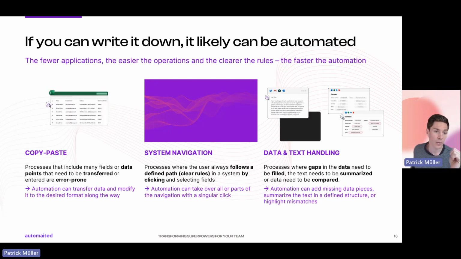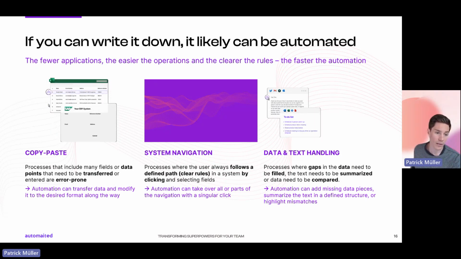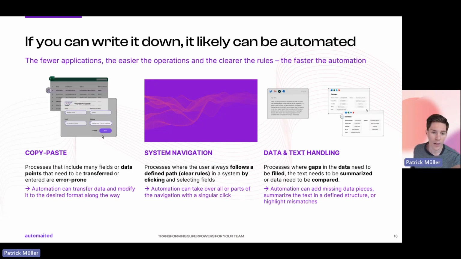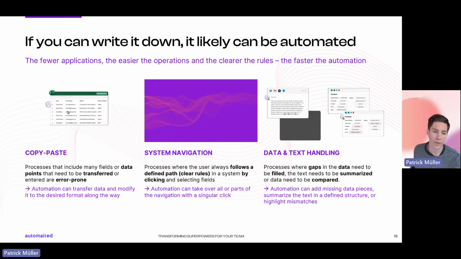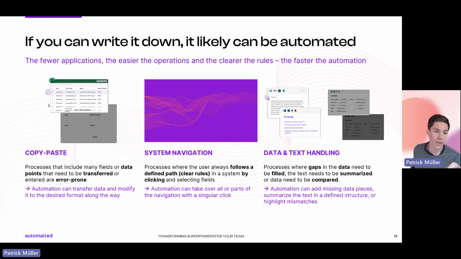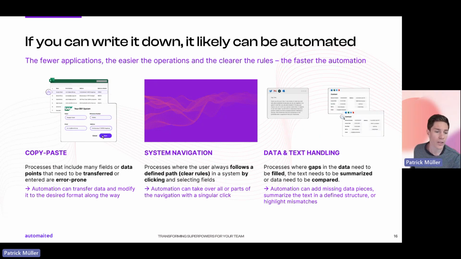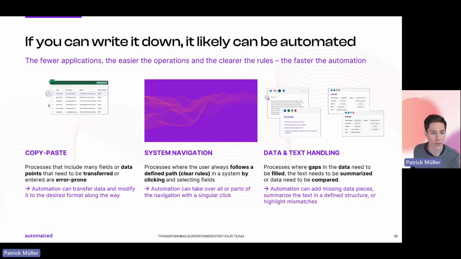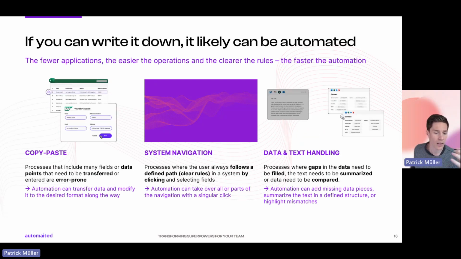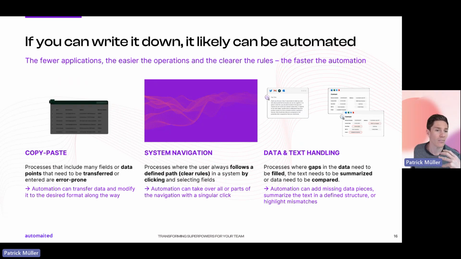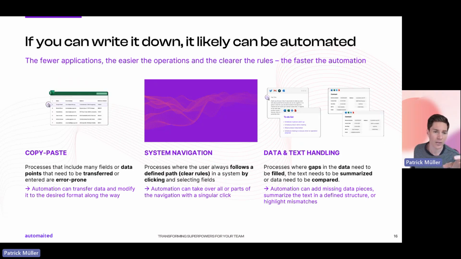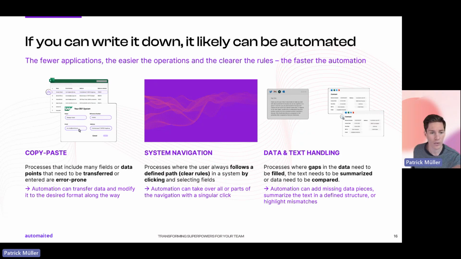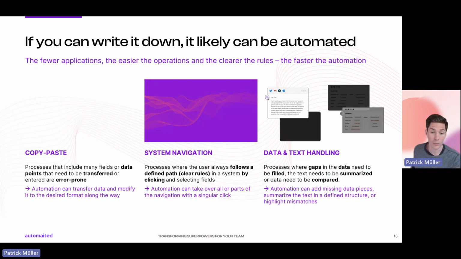So one simple example, on the left side you see, is copy paste, right? The process that includes many fields or data points that need to be transferred or entered, which is error prone, that's something that the automation can take off, right? They basically learn how to transfer data from A to B, modify the data along the way in the desired format, and you don't make errors with that, right? So automation is there. Copying, pasting data from A to B with modifications, very simple.